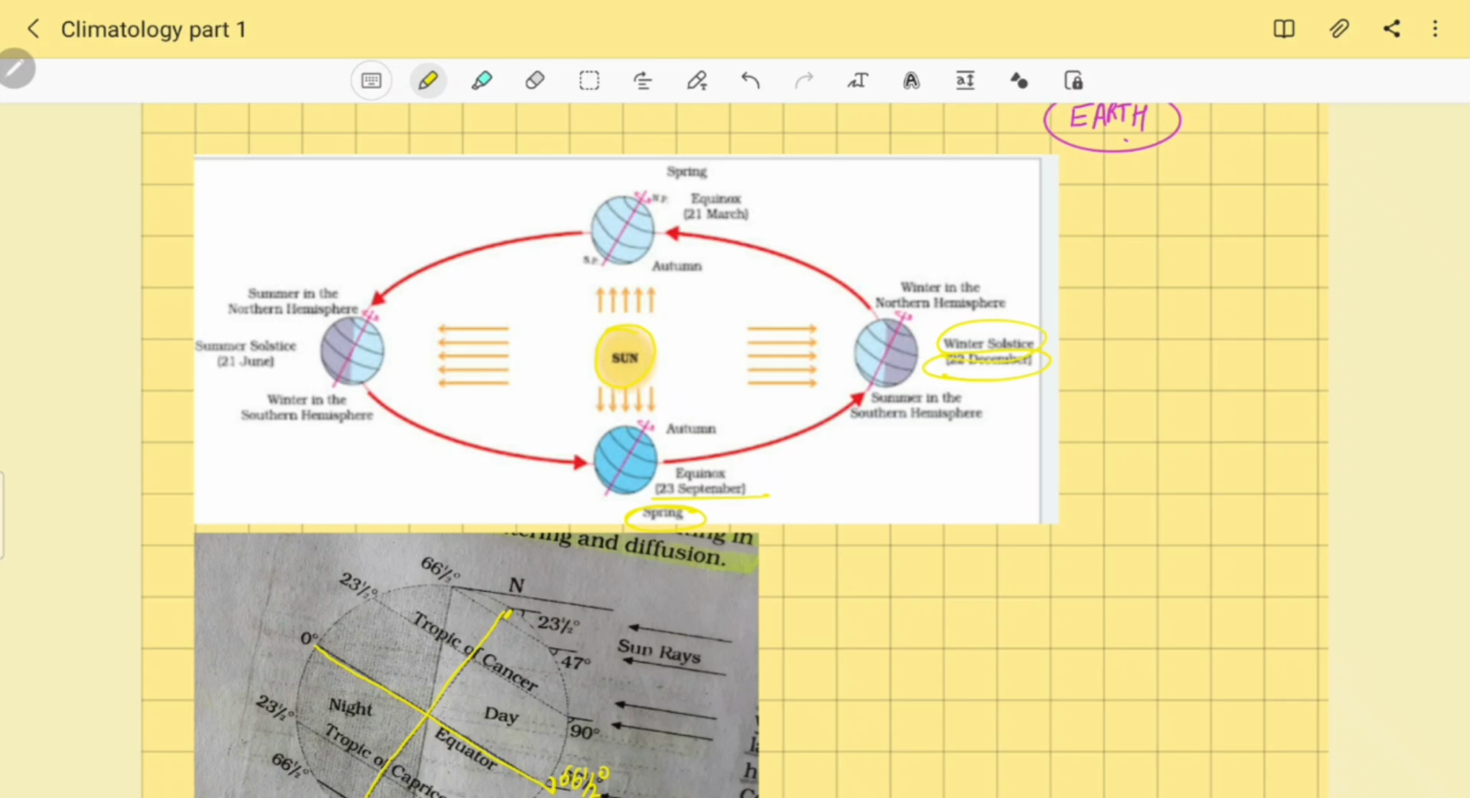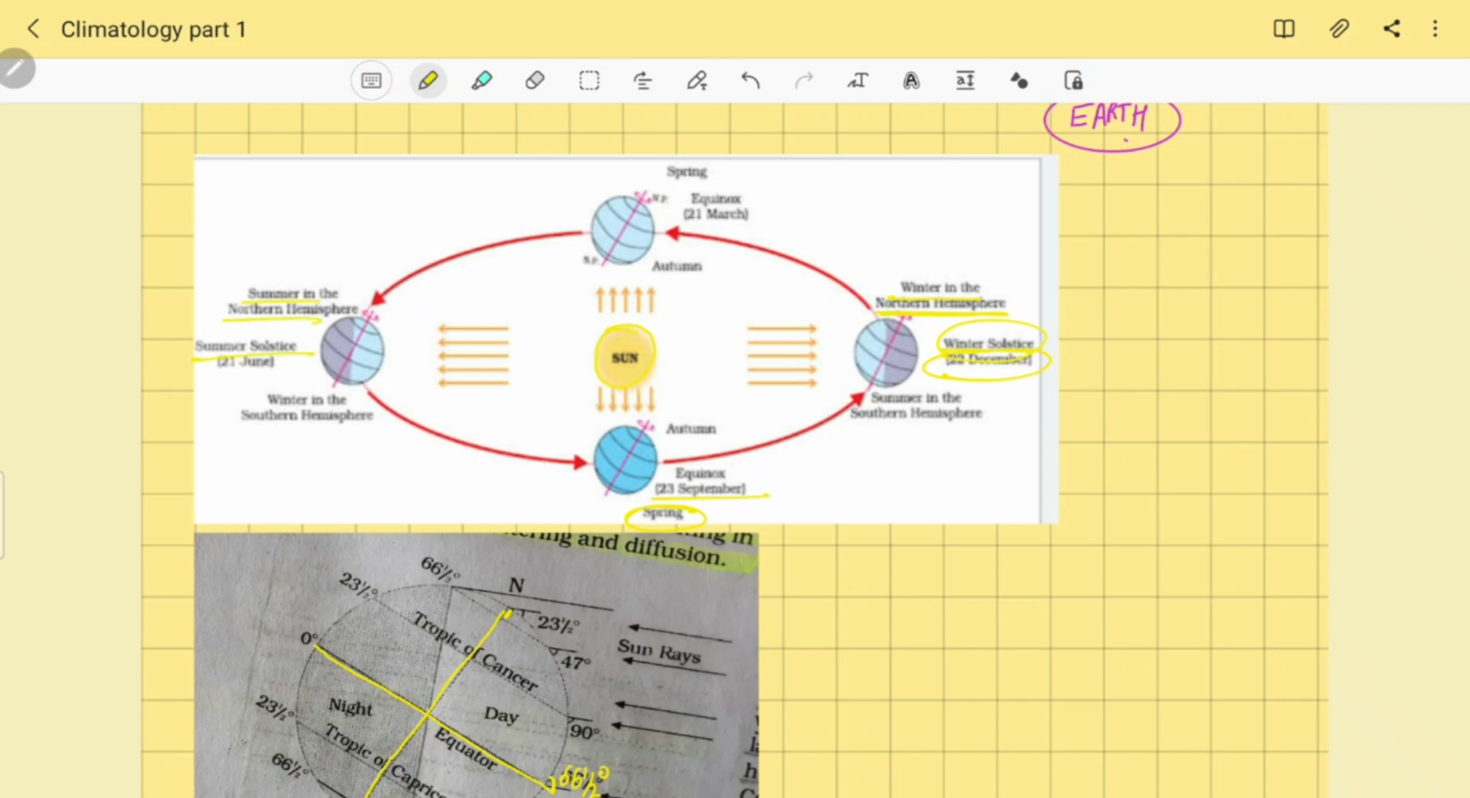We know that most of the continents are in the northern hemisphere, like landmass is more in the northern hemisphere. That's the reason we are considering the northern hemisphere. So if it is winter in the northern hemisphere, we say it is winter solstice. If it is summer in the northern hemisphere, we say it is summer solstice.